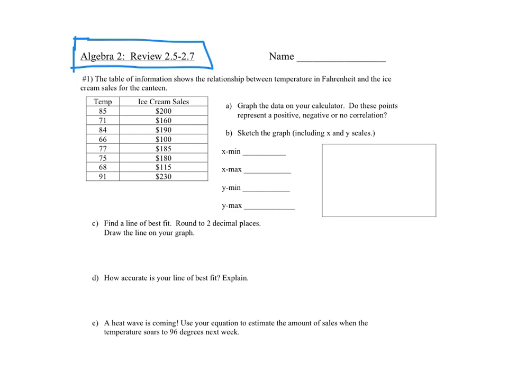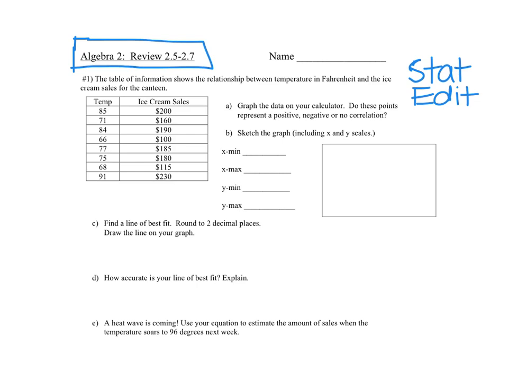Number 1 is from 2.5. It says the table of information shows the relationship between temperature in Fahrenheit and the ice cream sales for the canteen. Yum. All right, so first I will try and write down what I'm doing because I can't show you my calculator. You're going to go to Stat on your calculator. It's right below the Delete button. So go to Stat and pick Edit.